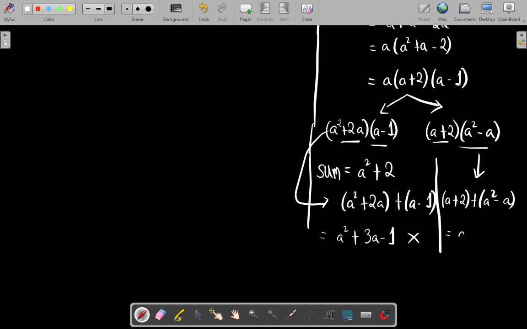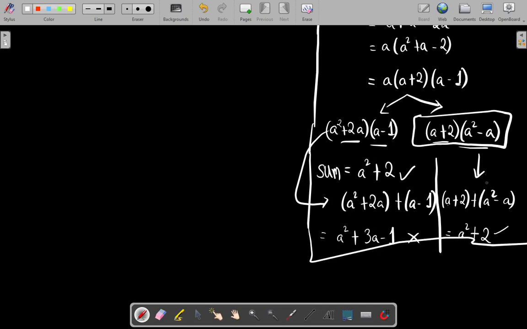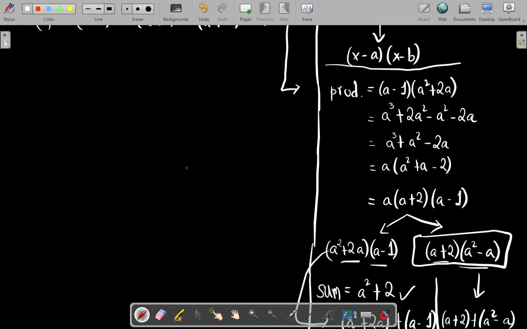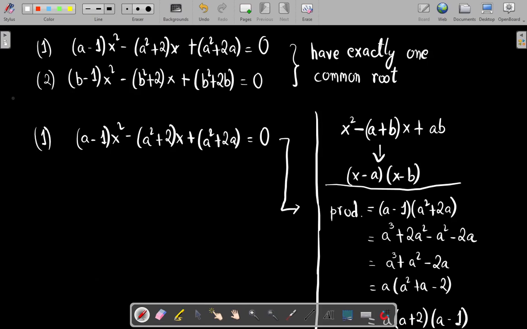The sum becomes a square, and this a and this negative a will cancel out, and we get a square plus 2. So this has matched this sum here. Okay, so these will be our factors: a plus 2 and a square minus a. These are the two factors, a plus 2 times a square minus a.